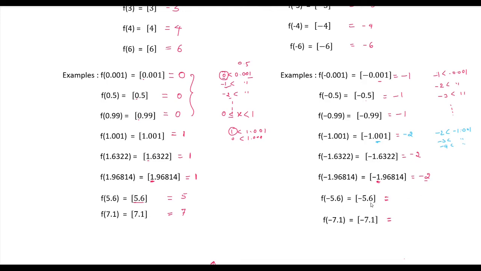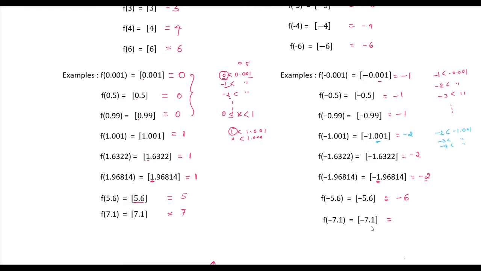Let us check minus 5.6. There are infinite integers which are less than minus 5.6. That is minus 6, minus 7, minus 8, minus 9, minus 10 and so on. Out of this, which is the greatest? That is, minus 6 is the greatest integer which is less than this. If you check the number line, you will understand this better.